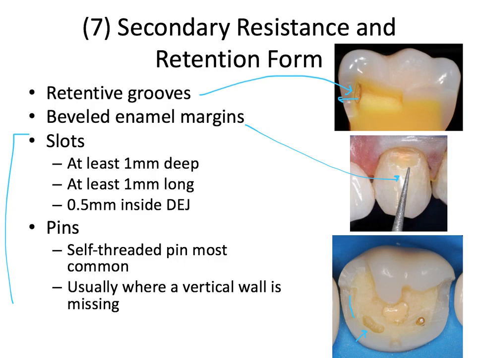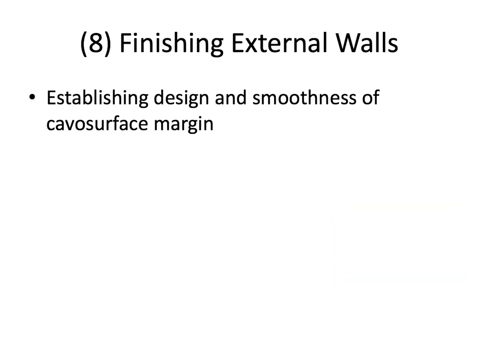Self-threading are the most common, and usually where a vertical wall is missing. Here is an example of a little pin there that's placed kind of in line where you can imagine that cusp tip was at some point before the tooth was prepped. So those are some cool tips and tricks to use for adding additional retention and resistance form in addition to what you've already done in the initial prep stage to just bolster the longevity of that restoration.